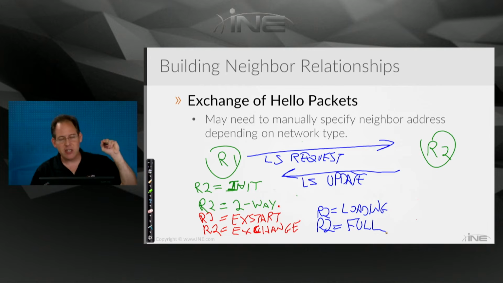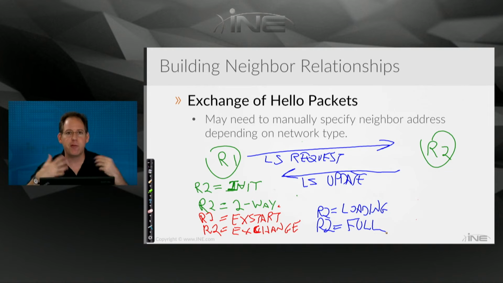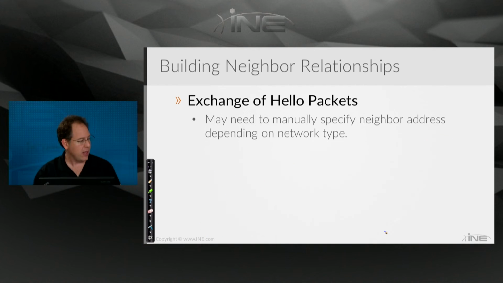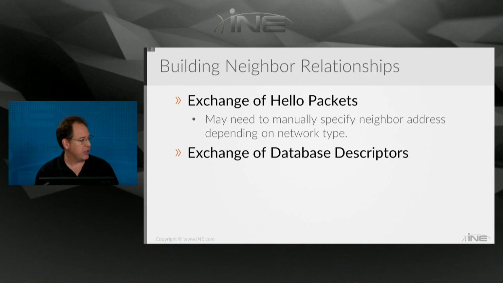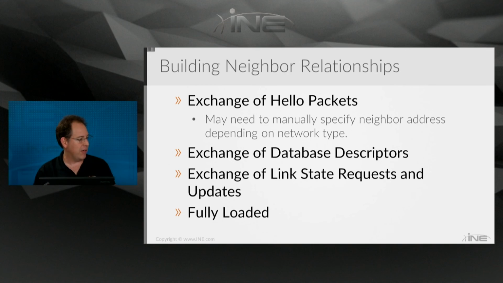So that's the series of steps that two routers or two OSPF devices will move through to finally become fully adjacent. Init, two-way, ExStart, Exchange, loading, and full. And so now we've talked about where those various packet types are used in the process of building an OSPF relationship.